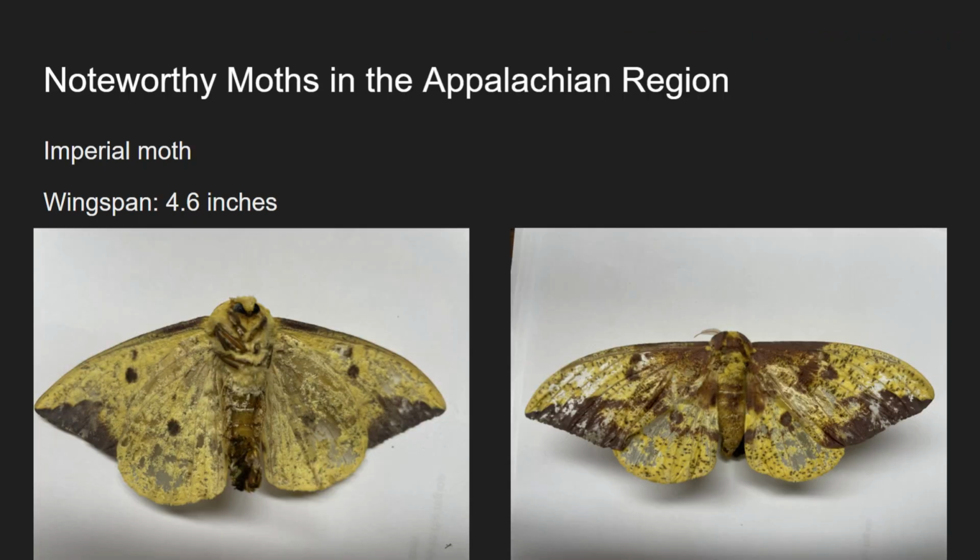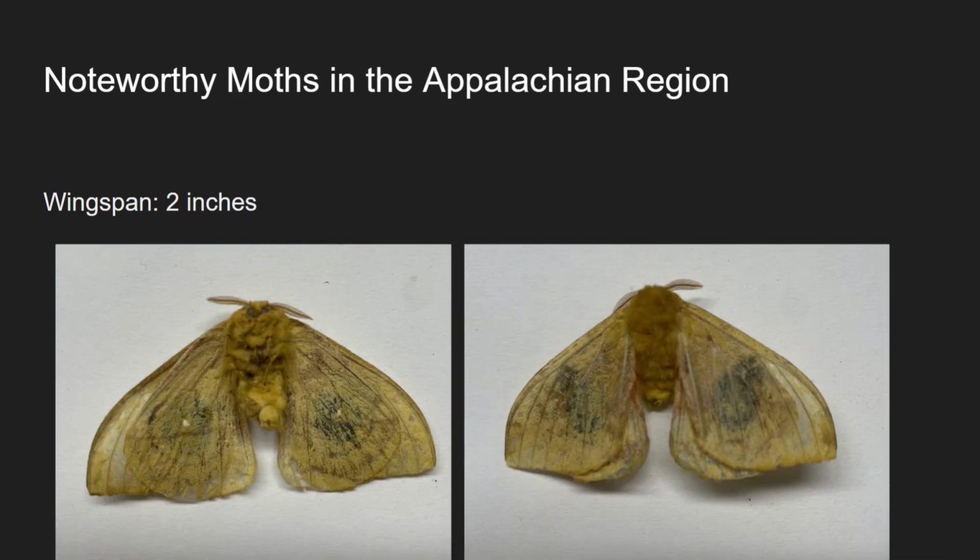So, some noteworthy moths in the Appalachian region. First one is the imperial moth. They're a larger moth, about 4.5 inches. My supervisor, Phil Meeks, actually caught this one for the presentation I'm giving right now. And this other one, I haven't figured out what it is yet, but that's what I'm trying to do. Again, it has that similar eye pattern on the underside of its wings to help with the mimicry defense.